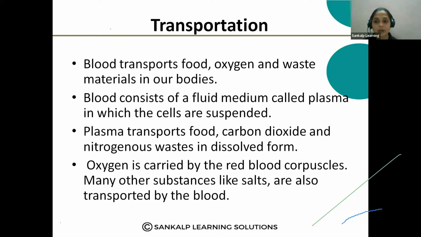First we are studying human transportation. In the human body, how does transportation take place? Very important: blood transports all these nutrients and waste materials in our body. Blood is called a fluid connective tissue. Blood is able to carry all the materials like oxygen, waste materials and nutrients. Many substances like salts and nutrients are carried by the blood, right? This blood contains a fluid medium called plasma.